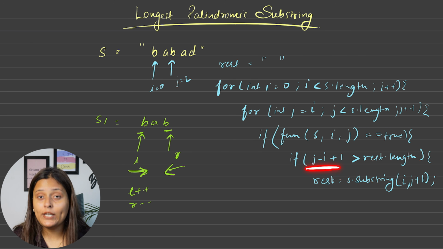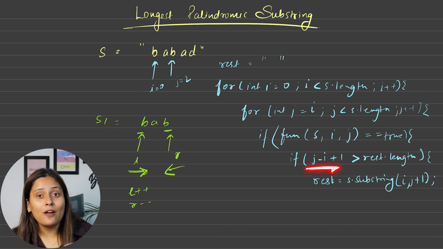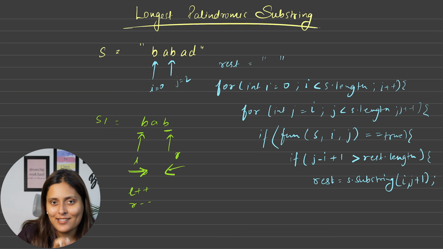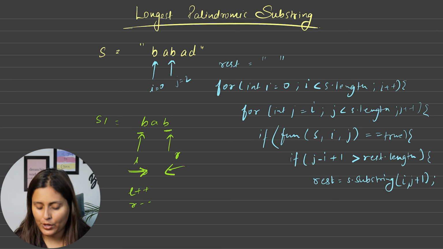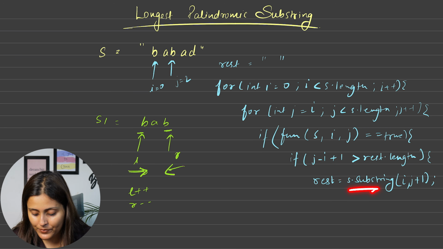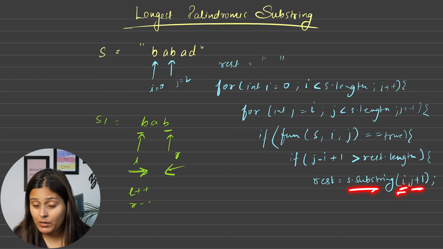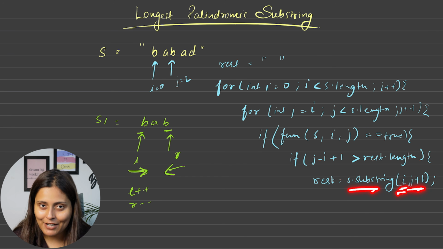Okay, but I only have a track of pointers, so I have to read the substring from the S string with the help of these pointers. So in S, using this substring method, we can read from i to j, but as we know j is always excluded, so we will write j plus 1 here, and that we will read.